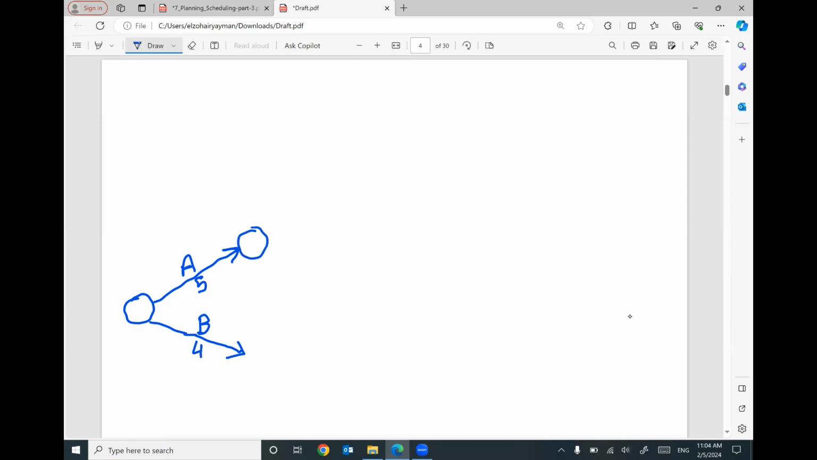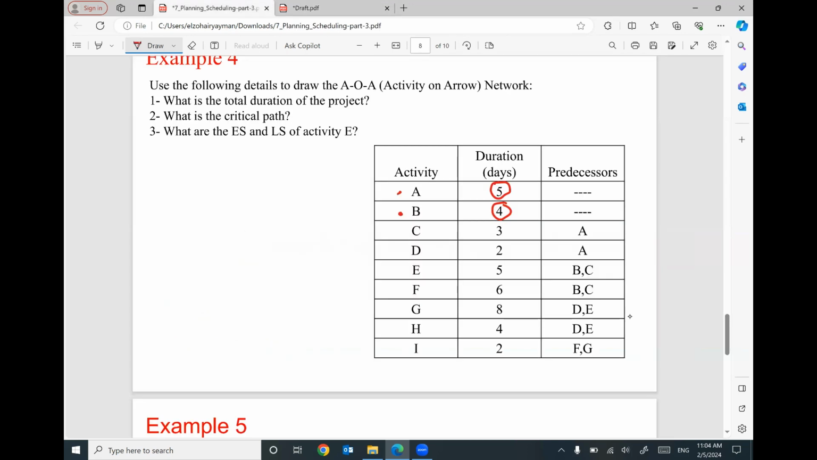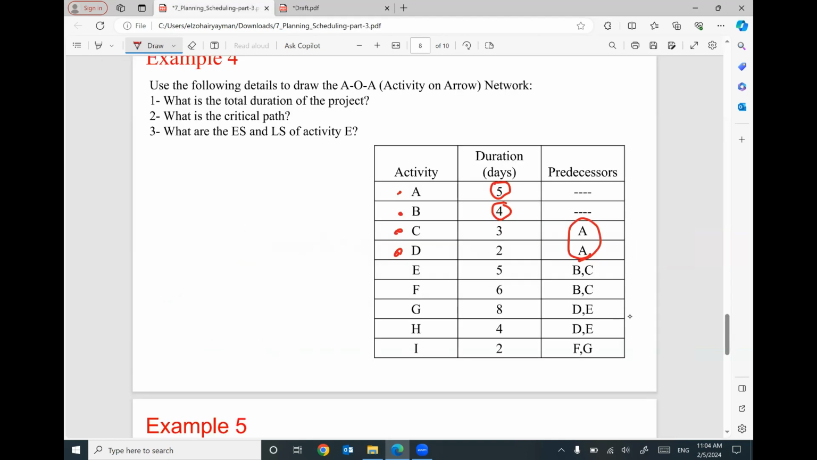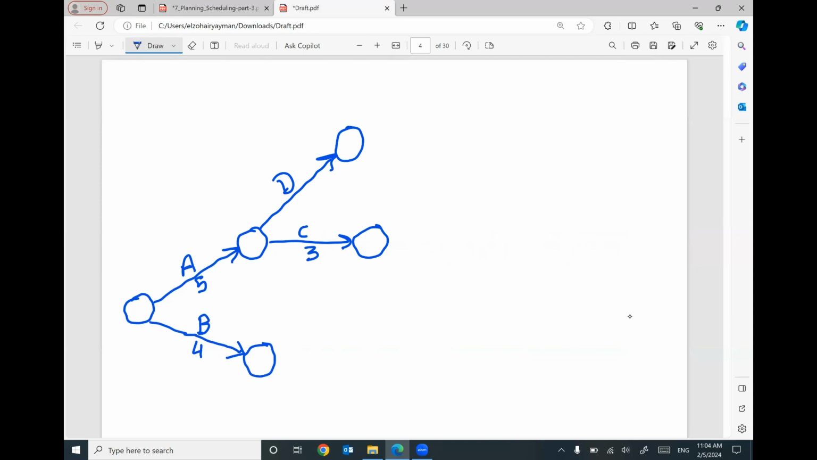So I will put a node here and another node here. That makes sense? We have C and D. They have predecessor, activity A. So I will do C like this and D like this probably. Each activity will end with a node. The duration for activity C is 3 and D is 2. That makes sense? So far, so good. So the predecessor for activity C and D is A.